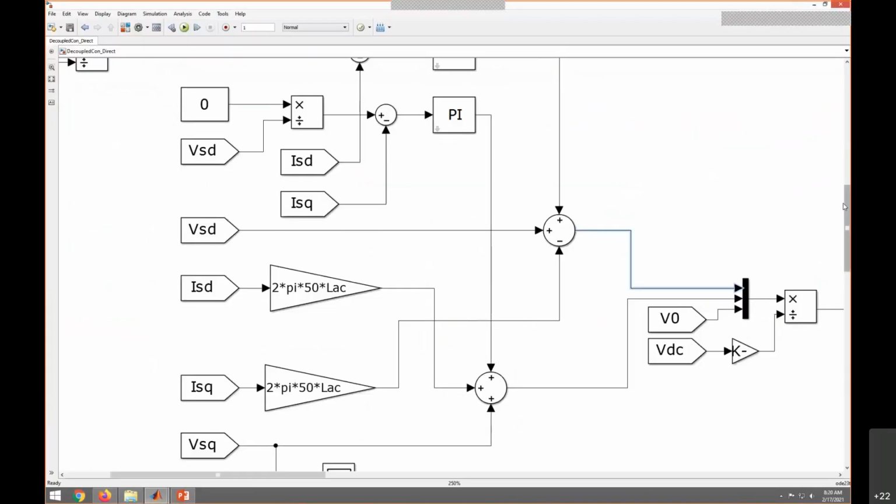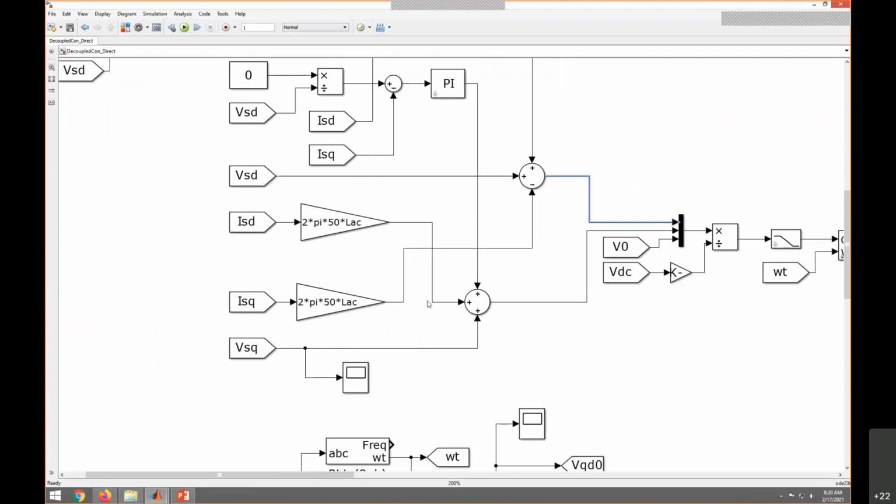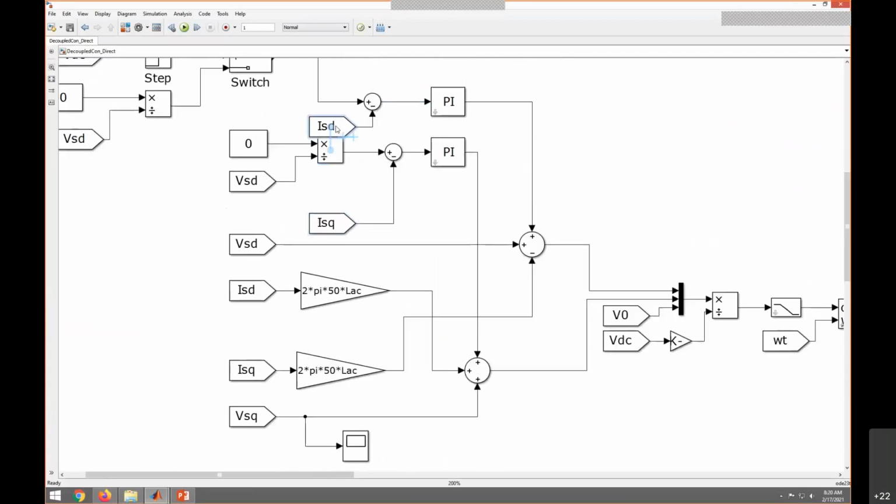So come to this Q axis. This is ISQ star, and we will compare this with the actual value, that is ISQ here. This is the ISD comparison, and this is the ISQ comparison, and we have this PI controller, right?